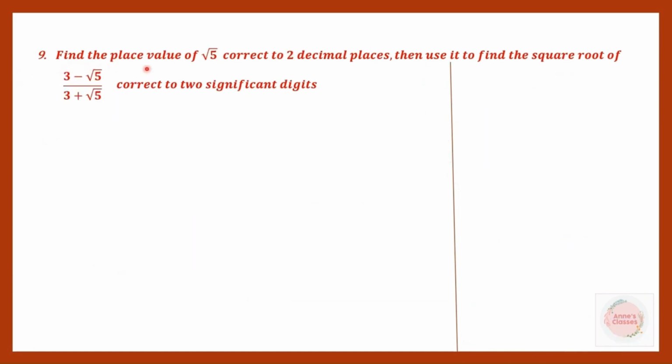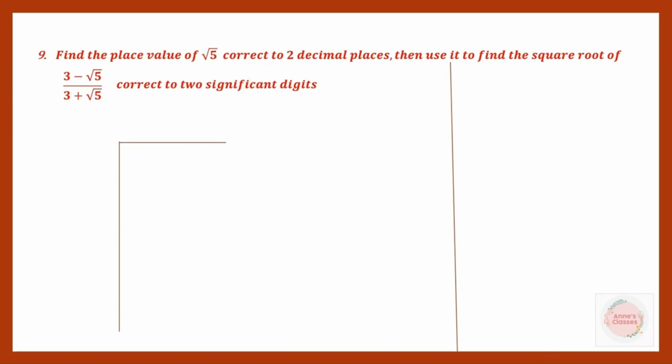Question 9. Find the place value of root 5 correct to 2 decimal places. Then use it to find the square root of this, correct to 2 significant digits. Okay, so first let's begin with this to find the square root of 5 up to 2 decimal places.